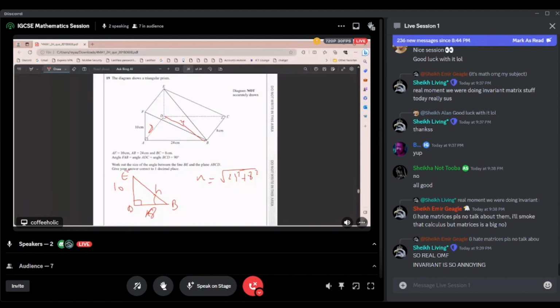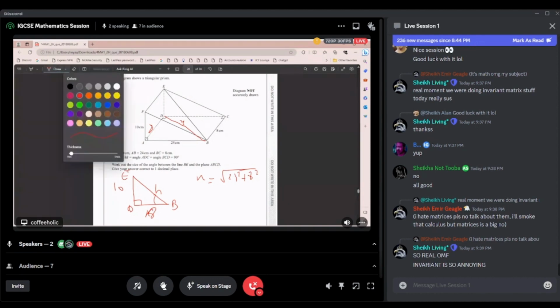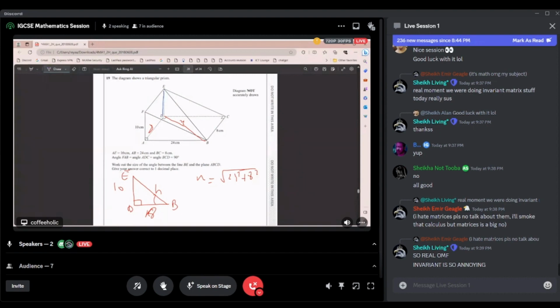Then you have DB out. So to work out your angle, which is BED, right? You just do tan theta equals opposite over adjacent. Your opposite would be 10 and your adjacent would be the square root of 24 squared plus 8 squared, the whole thing square root. Then you just do tan inverse.